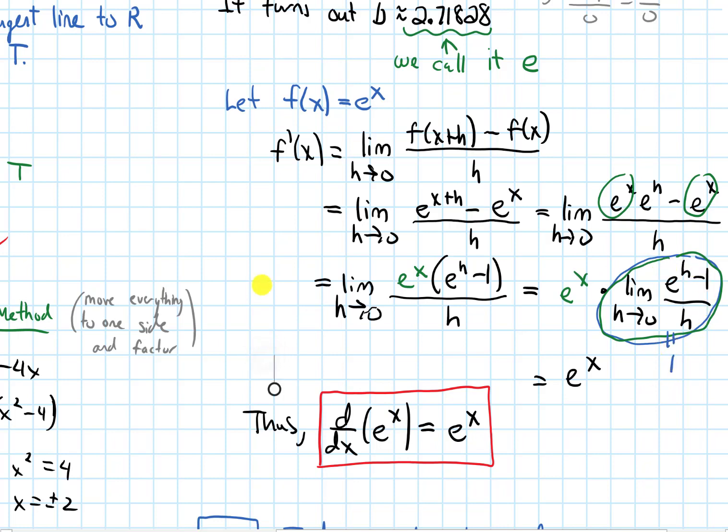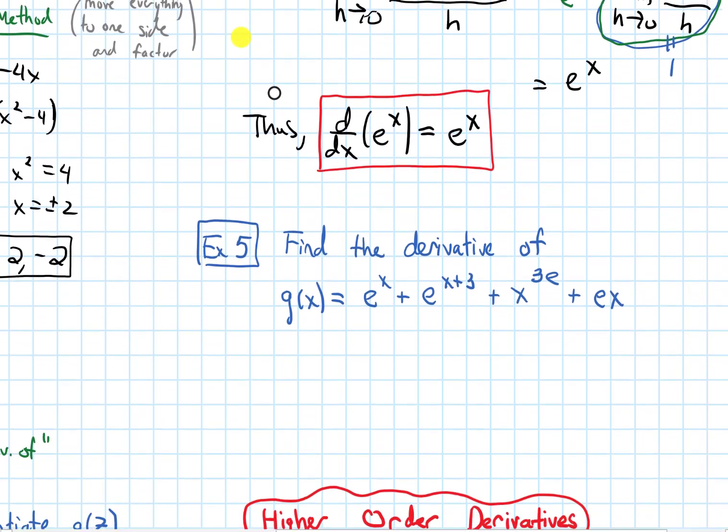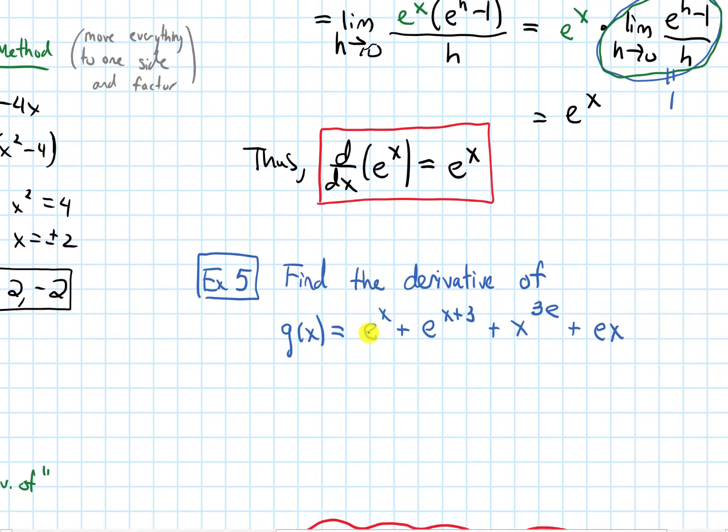All right, so let's end this video by doing an example. So let's find the derivative of g of x. G of x is this function here. Okay, so the first thing that I'm going to do is, I notice that I know how to take the derivative of e to the x. That's just the formula that we got. And some of these other terms, but the e to the x plus 3 isn't something I know how to take the derivative of. I know how to take the derivative of e to the x, but e to the x plus 3 is different.